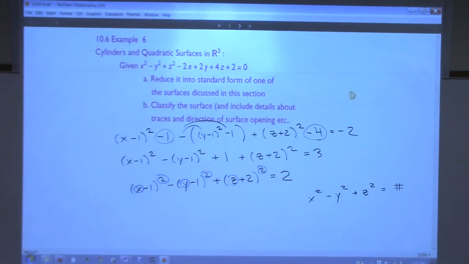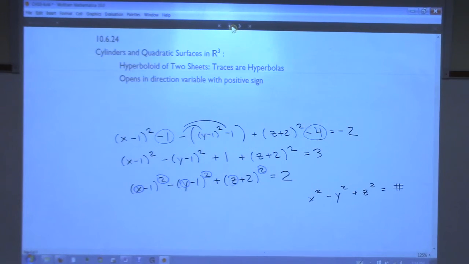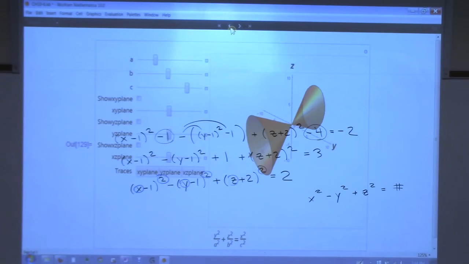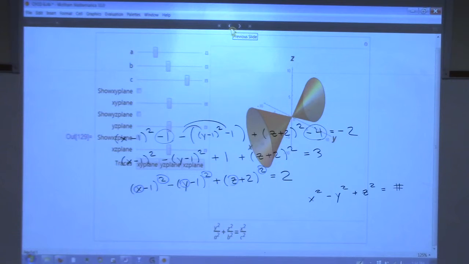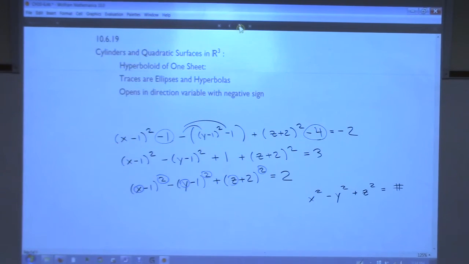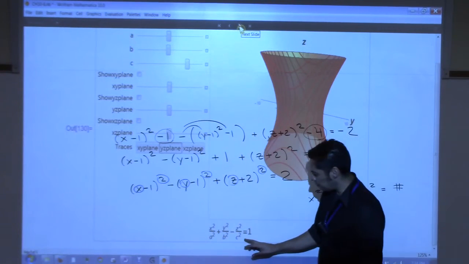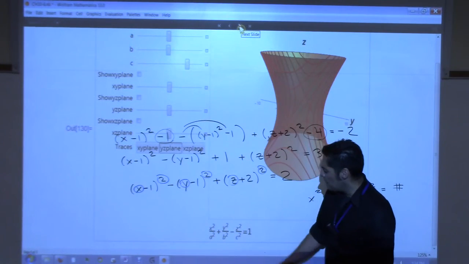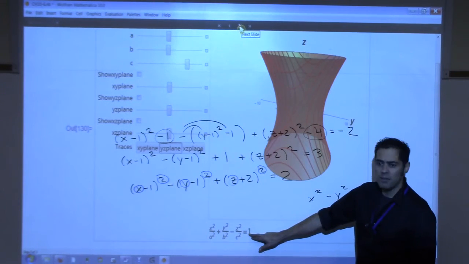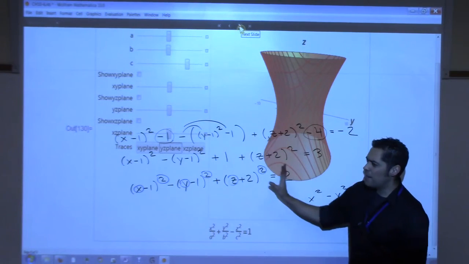You agree? Okay, let me go back in my notes to a hyperboloid of 1 sheet. There we go. There's the equation of a hyperboloid of 1 sheet. 2 of the variables squared, subtraction on the other, and a 1 on that side. I need to see if I can make that look like that.